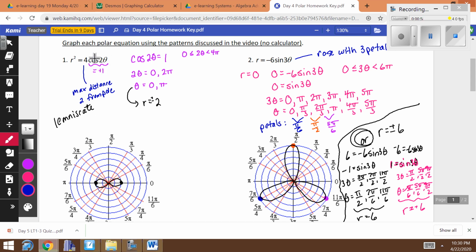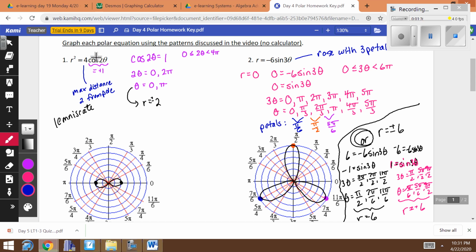Another way to think about it: we know the biggest value that a cosine can ever equal is positive 1, and the smallest number is negative 1. So it's between negative 1 and positive 1. If this were positive 1, 4 times positive 1 would be 4. We would take the square root of it, and that distance would be 2. If it were negative 1, 4 times negative 1 would be negative 4, and r squared could not be equal to negative 4. So that's why we want this value to be positive 1, because that's going to tell us when it's at its furthest points away from the pole.